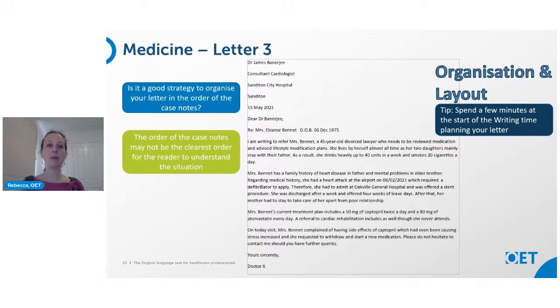In both test types, you can identify the case notes you think are important by circling or underlining things on paper or highlighting on the computer. And that's a really important tip to make sure you organize your letter appropriately.